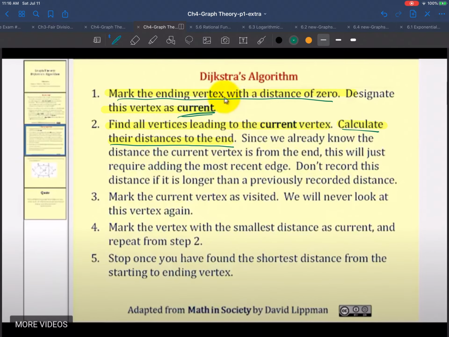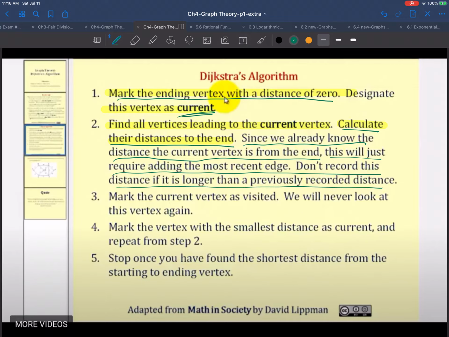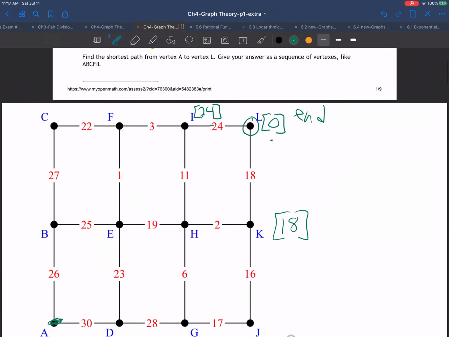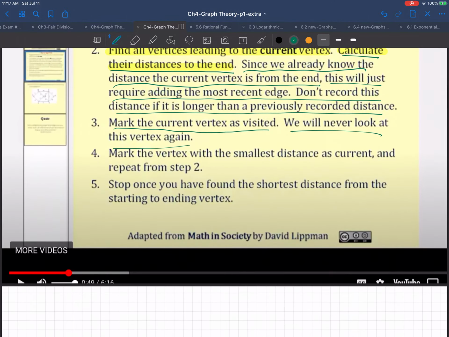Come on down here. We did that. Since we already know the distance the current vertex is from the end, this will just require adding the most recent edge. Don't record this distance if it's larger. I'll get to that later. It'll make sense later. Let's go on to step 3. Mark the current vertex as visited. We will never look at this vertex again. So this one right here, I cross it out, meaning we're done with it. We've already thought about all the roads leading into it. That's what they mean by mark it as visited. Mark the vertex with the smallest distance as current and repeat from step 2.